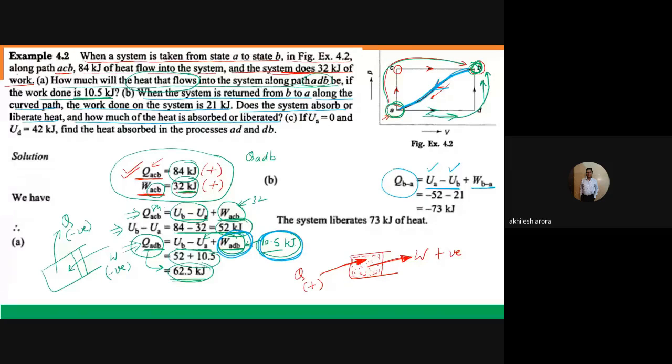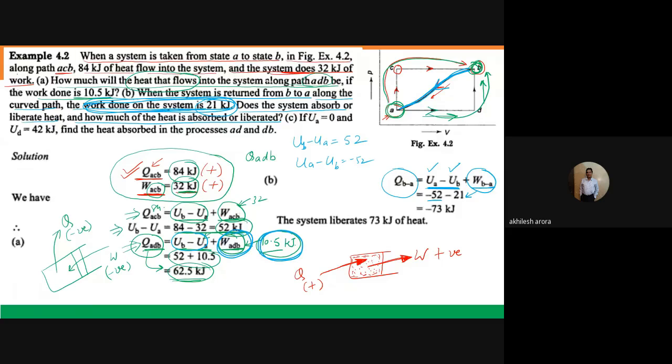Are we given W? Yes, WBA is given to us in the question as 21. So what we can do is put this value and the change in internal energy. Now, that value of 52 was given for UB minus UA. If I calculate the value of UA minus UB, that will be equal to minus 52. So I can put it as minus 52, and the value of WB to A, work done on the system.